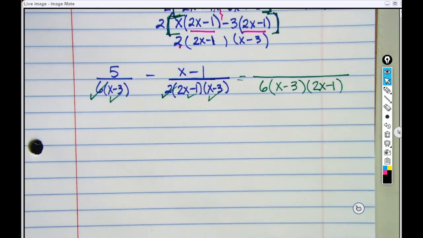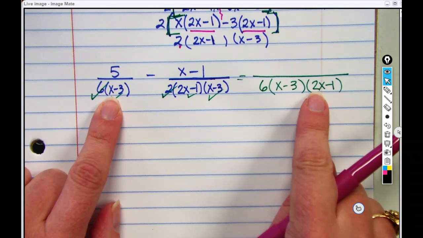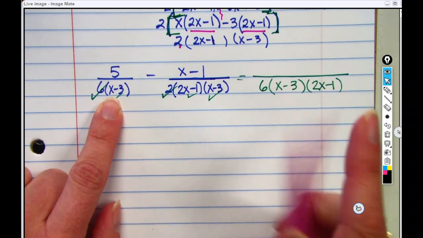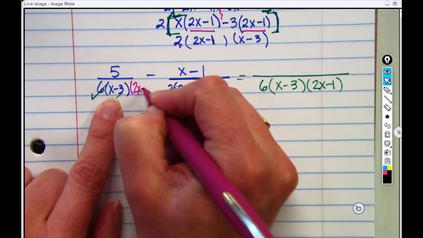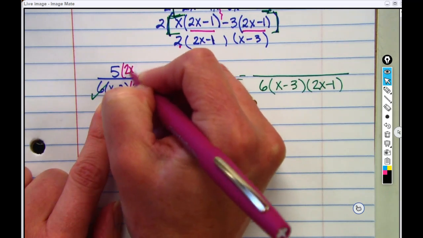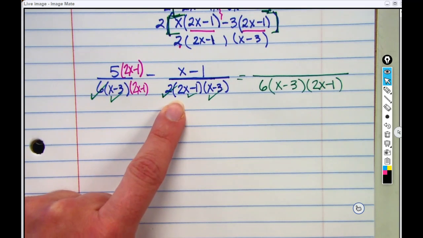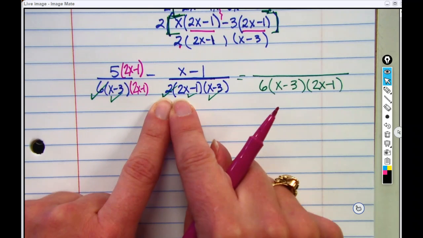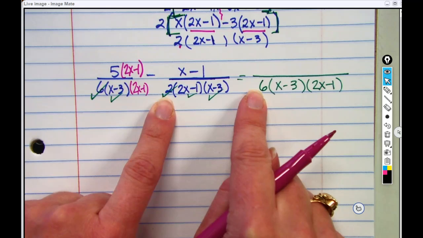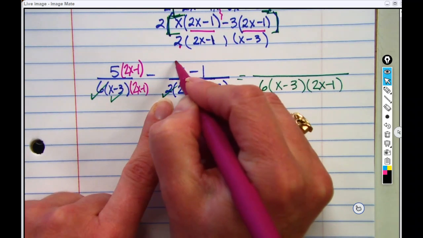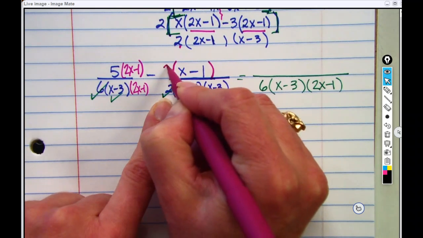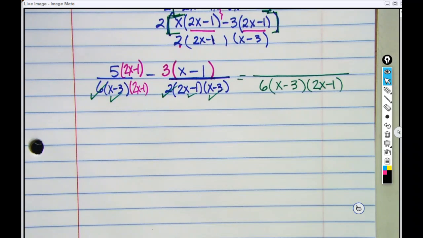What do I need to multiply this first fraction by to make it match? 2x minus 1. Top and bottom. What do I need to multiply this bottom fraction to make it match? I have a 2 already. I want it to be 6. I need to multiply it by 3. Now, I'm going to choose to put that 3 in front because my brain likes to distribute that way. So you can put it wherever it makes sense to you.